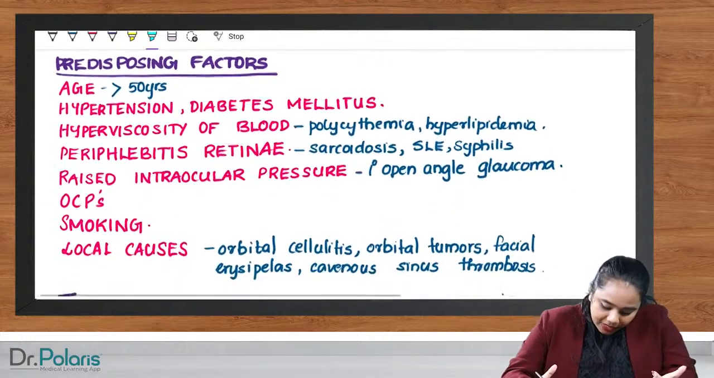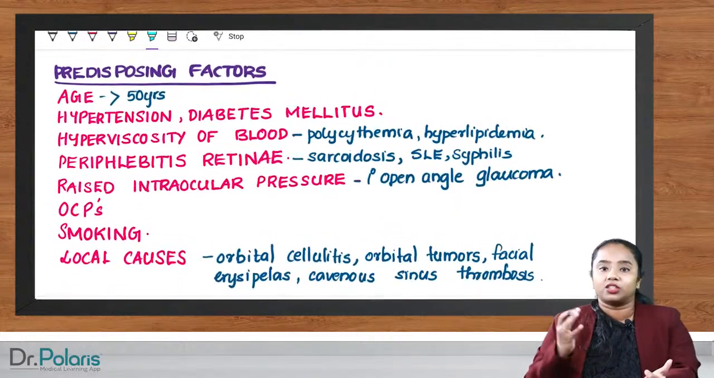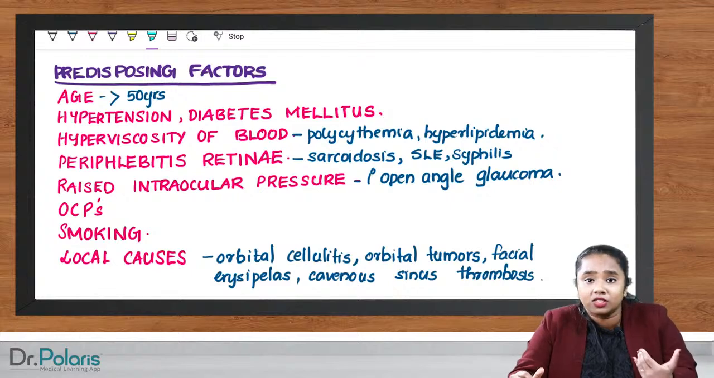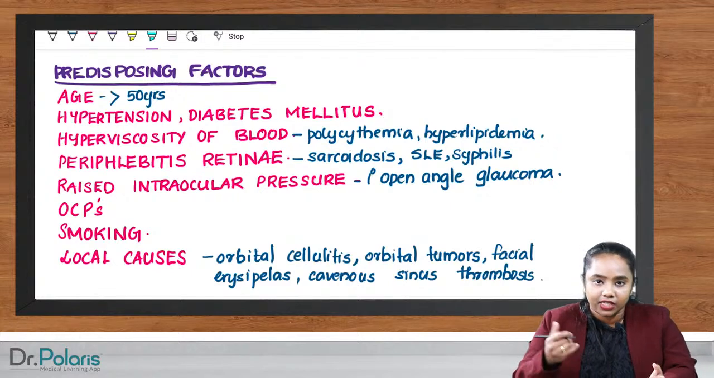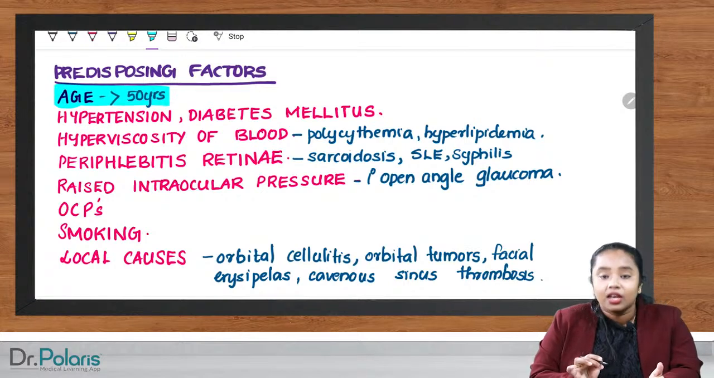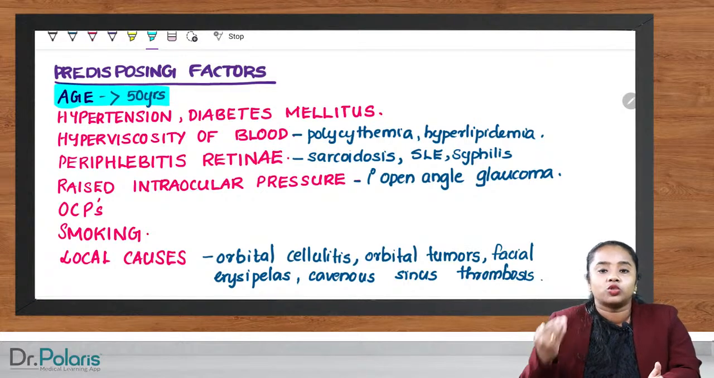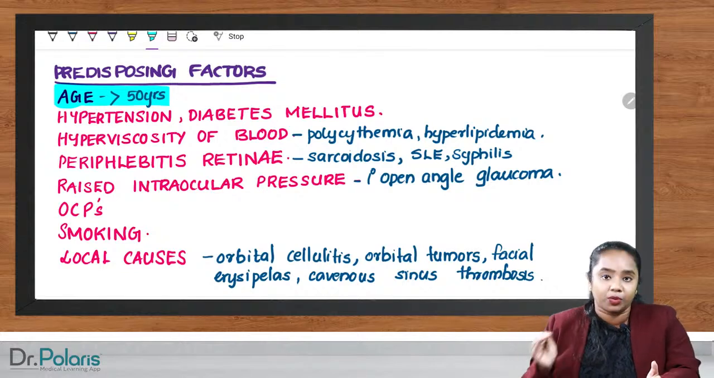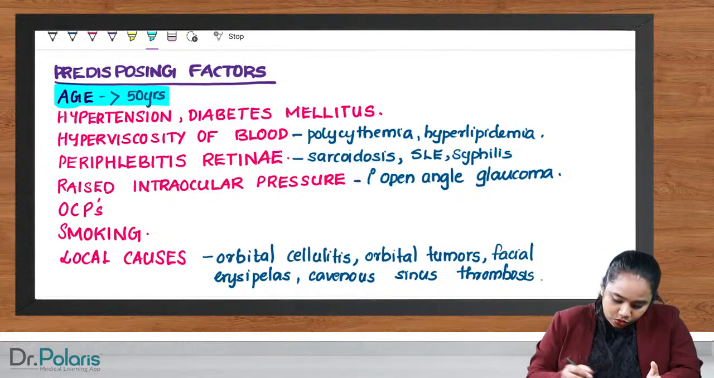But always remember, there are certain predisposing factors to this condition. This thrombosis occurs because of certain predisposing factors, like age more than 50 years. Individuals who are more than 50 years old are very prone to develop central retinal vein occlusion.